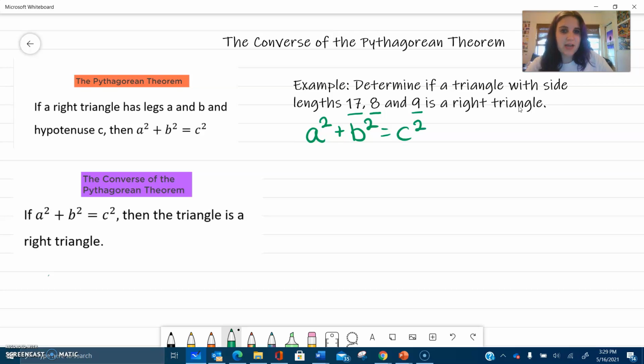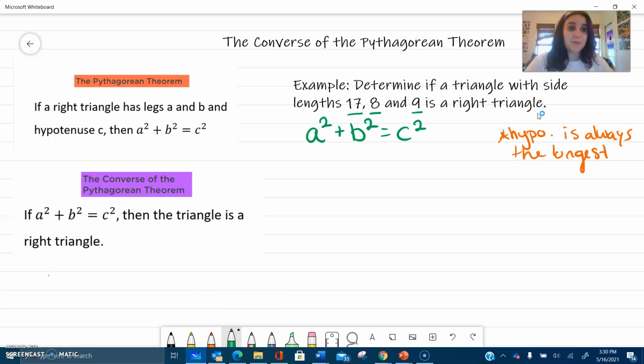Now, what am I going to use for a, b, and c? The most important thing to note here is that the hypotenuse, I'm just going to write it like that. The hypotenuse is always the longest side of the triangle. Always the longest. So when I'm given three sides, I have to pick out which one is the longest and make sure I use that for c. And the legs, a and b, can be just whatever the smaller two are.